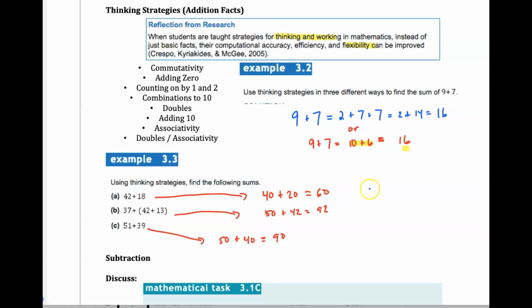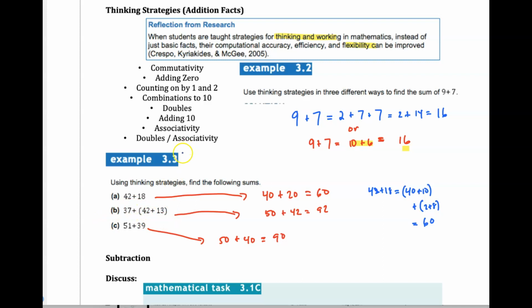And so just to show what I meant there, you see 42 plus 18, I see 40 plus 10, and then 2 plus 8. And so then there's your 60, 50 plus 10. How about 37 and 42 plus 13?